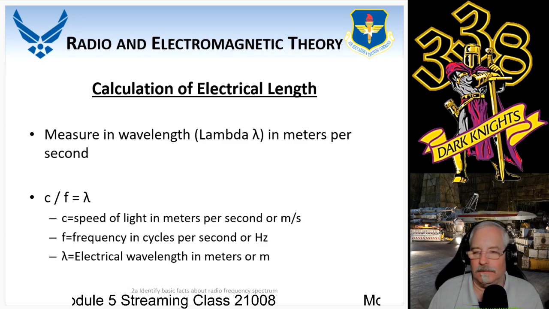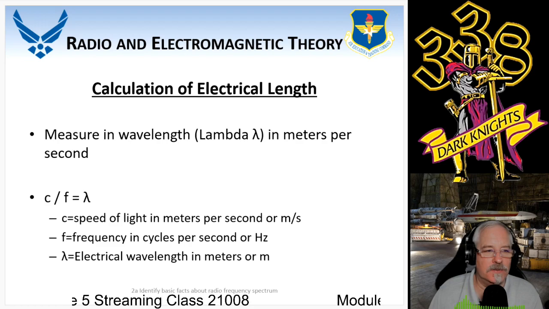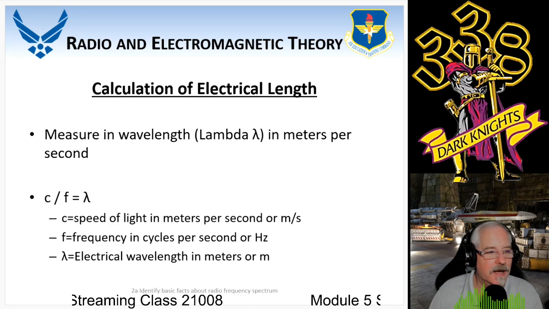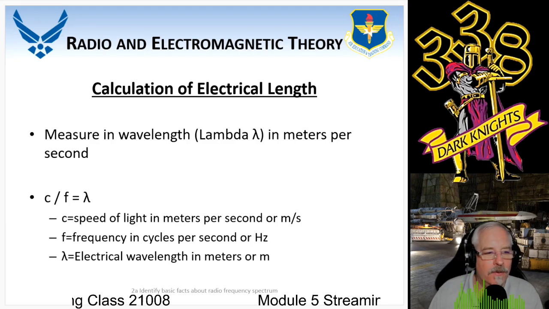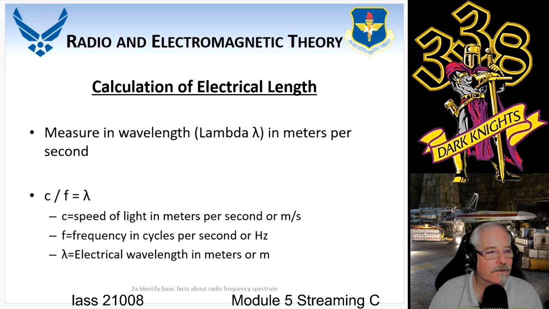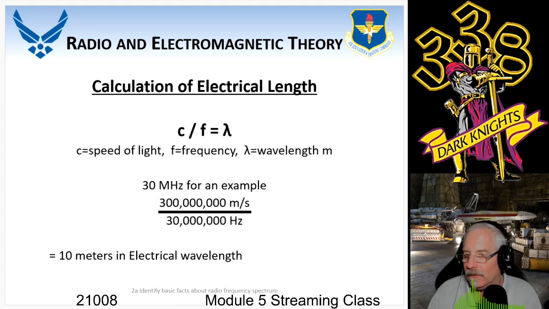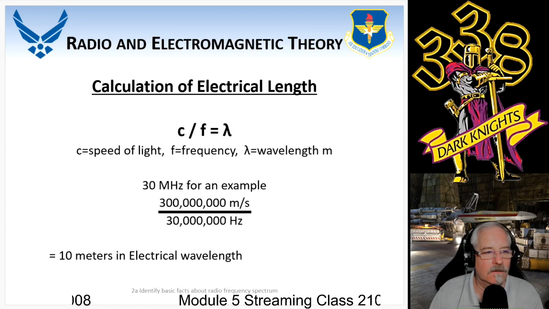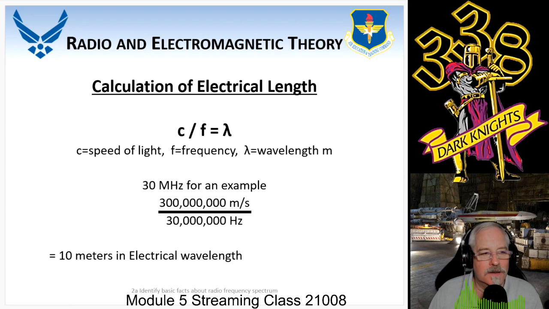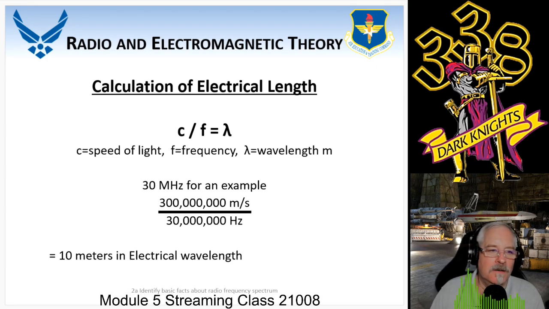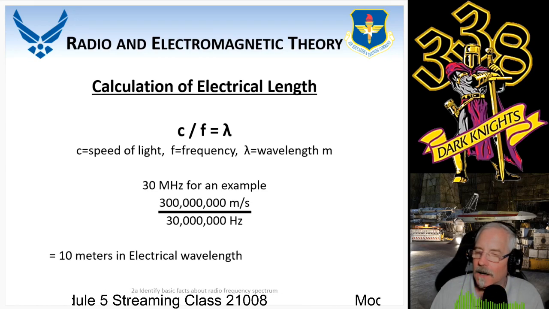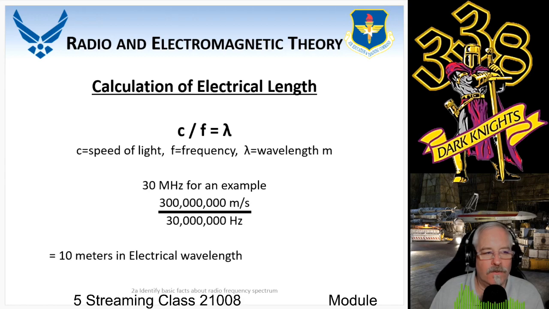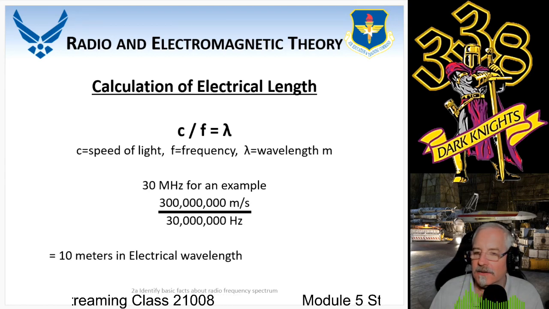We have C, which is the speed of light. Normally it's in meters per second. You have frequency, which is in cycles per second. And then you have the wavelength in meters. So when you take a sample frequency, for example, I'm giving you 30 megahertz. Well, speed of light is basically 300 million meters per second. Then you have 30 million hertz. And when you divide those, you end up with 10 meters as the electrical length.